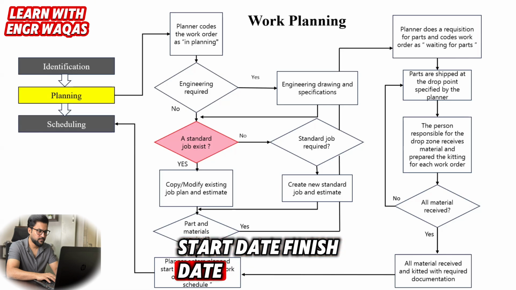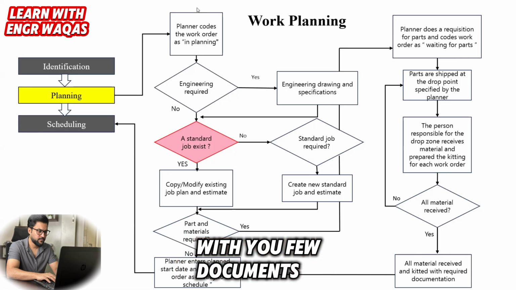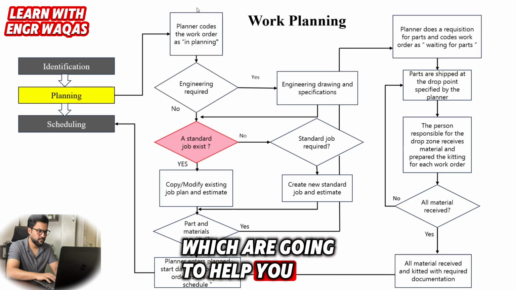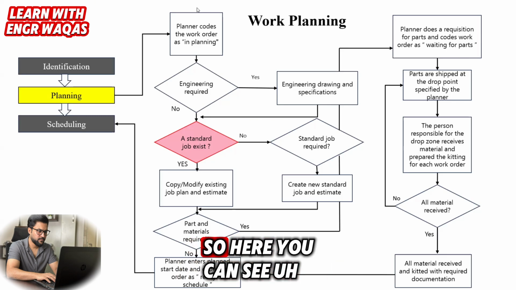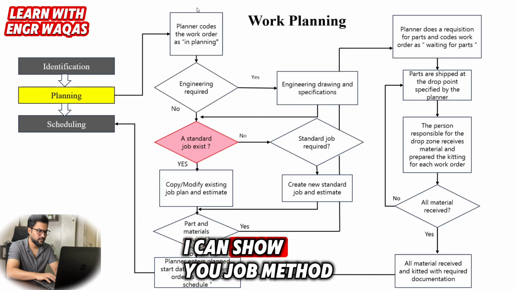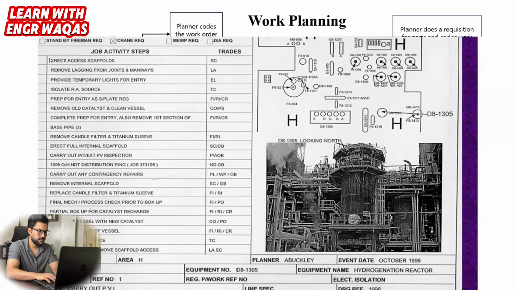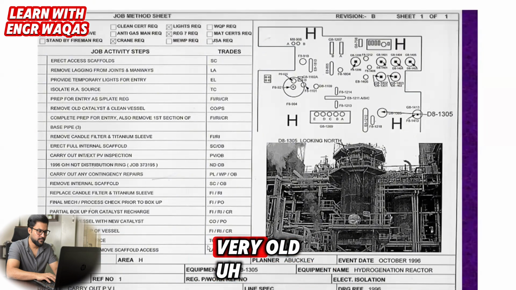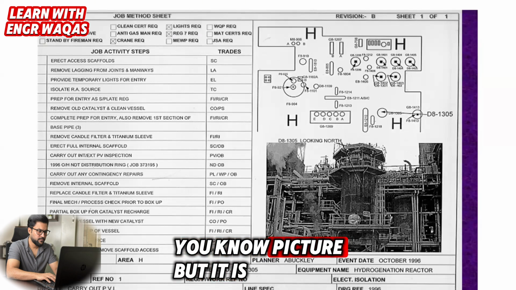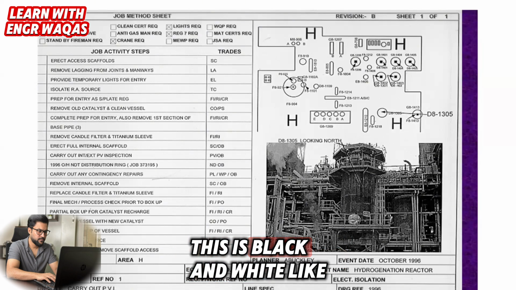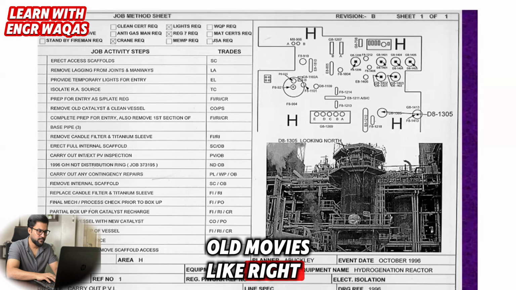start date, finish date. And here I'm going to share with you a few documents which are going to help you a lot in this regard. So here you can see, I can show you the job method sheet, which is a standard job kind of thing. This is actually a very old picture, but it is a standardized one. This is black and white, like old movies. So I'm going to share the same thing like this one.